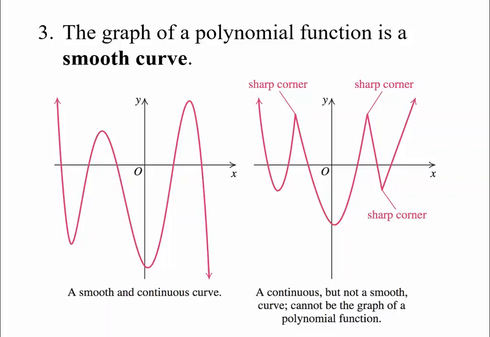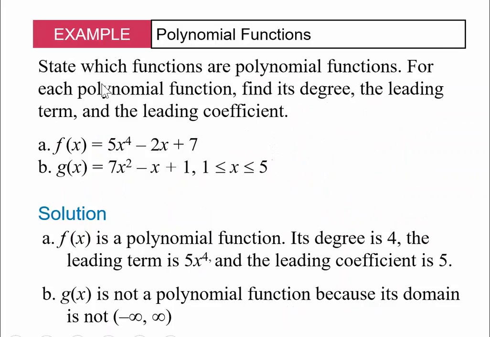Alright, so let's practice a little bit here with the whole concept of polynomials. First things first, the example problem in the textbook here, let's do that because the practice problems are a little different. So state which functions are polynomial functions. For each polynomial function, you have to find the degree, the leading term, and the leading coefficient. Looking at a, f of x is 5x to the 4th minus 2x plus 7. Is this a polynomial function? And yes, it is. Again, there are no fractions. Notice it goes x to the 4th, x to the 1, and then the constant term. That's called a polynomial function.